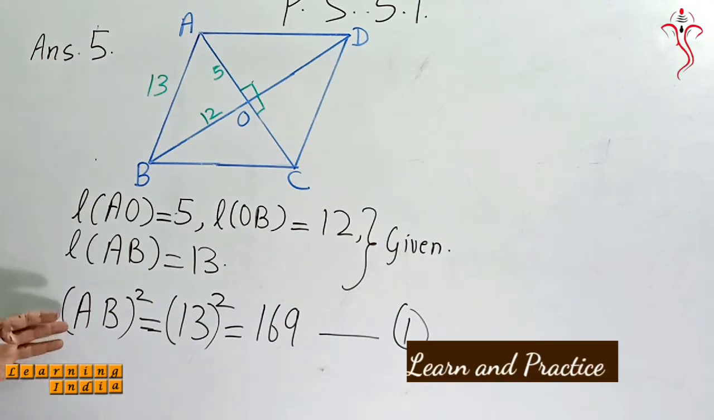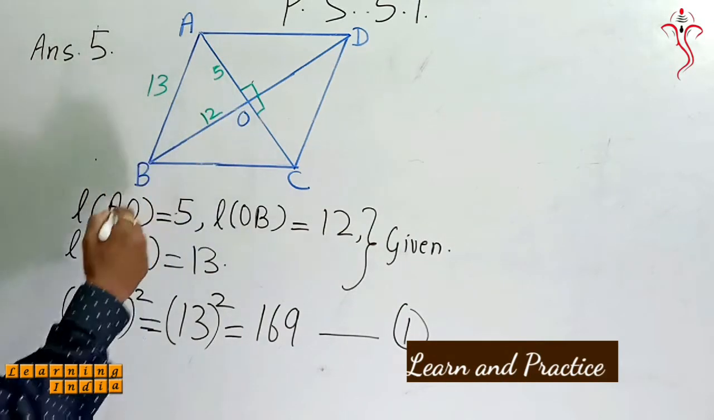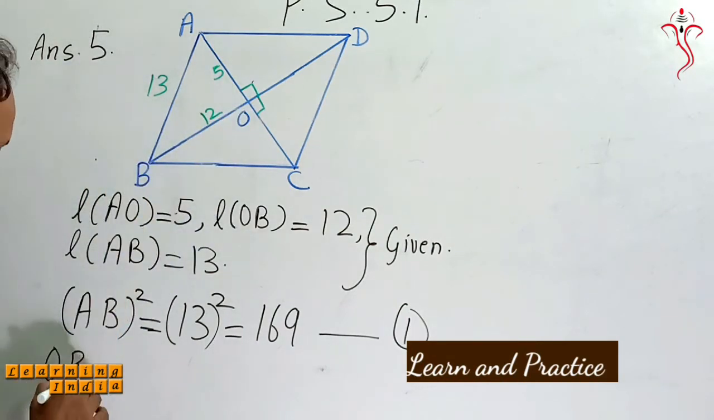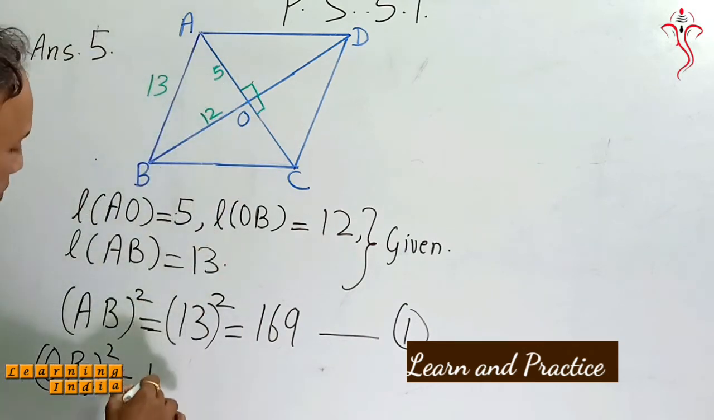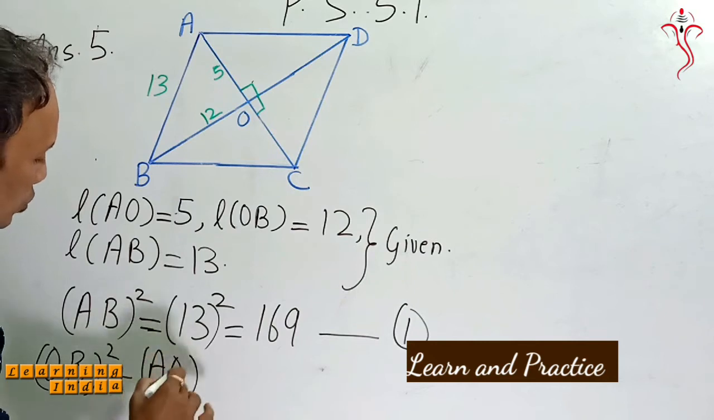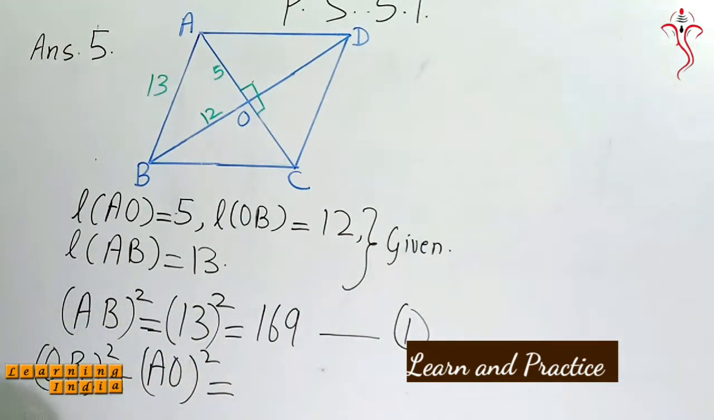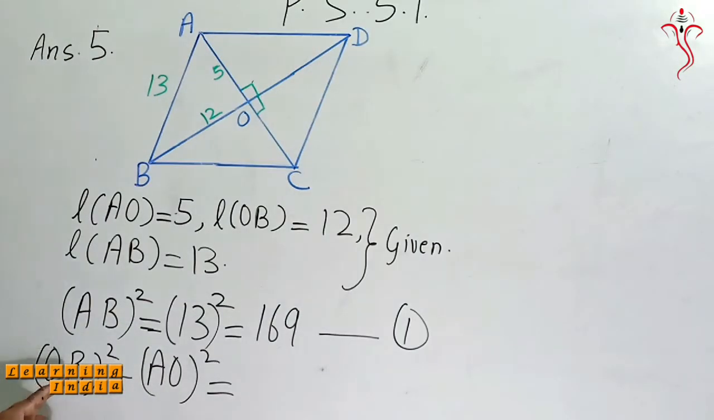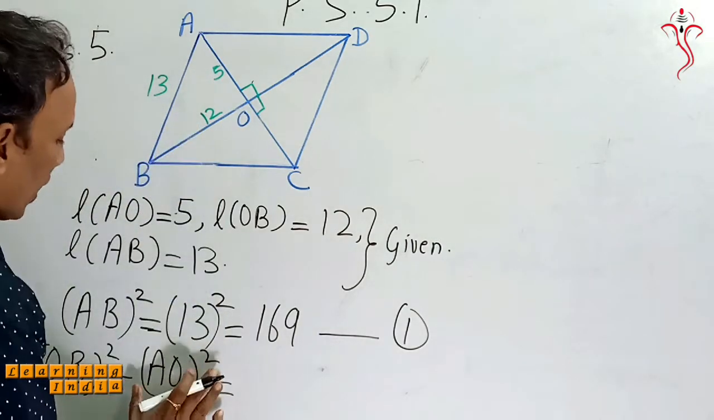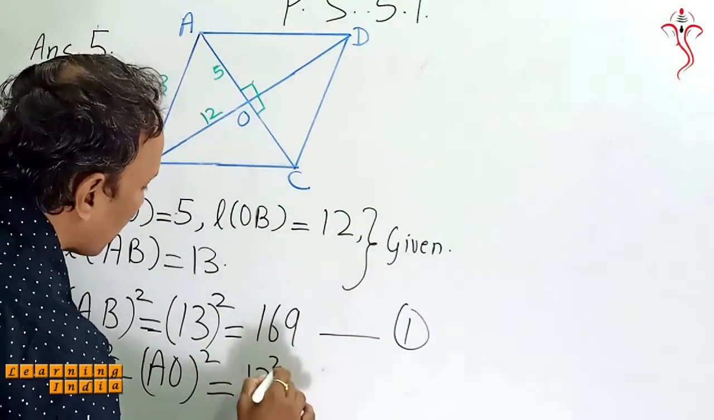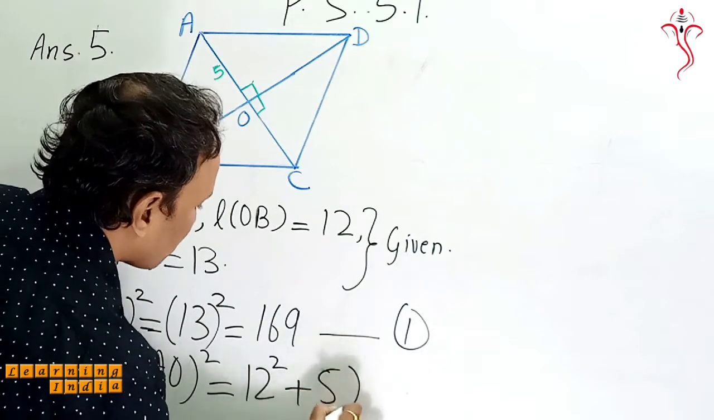And now the remaining two sides are what? OB. So write here OB square plus AO square. I am putting here this Pythagoras type of thing. So OB will be what? 12 square. It is 12 square plus 5 square.